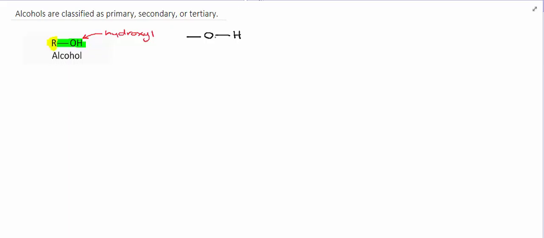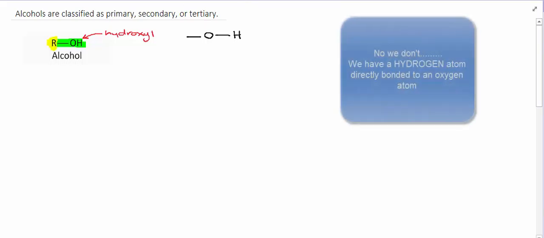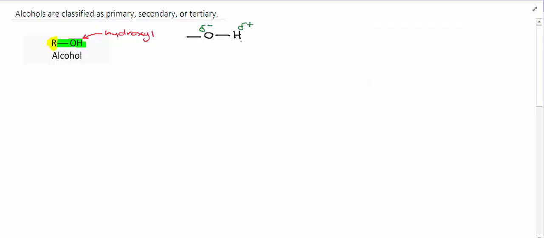In the hydroxyl group, we have a carbon atom directly bonded to an oxygen atom. So that's a polar bond, obviously. And also, because of the large difference in electronegativity, this functional group is also going to be capable of hydrogen bonding.